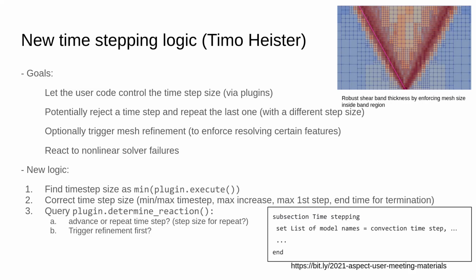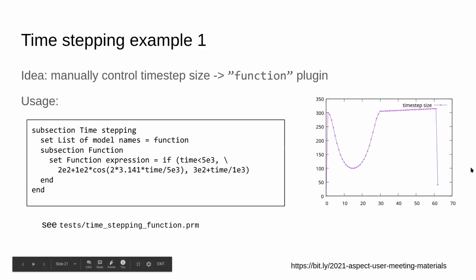And the second one is, should we do a mesh refinement right now before we move on, right? And so you can imagine that with these reactions, you can do potentially all these four things that I listed up there as goals, right? So if you can express it as a code that does this logic, this fits into the system and you can use that. And we have some early tests that show that this works. Okay, next slide. So I give you a very simple example, is you can manually control the time step.